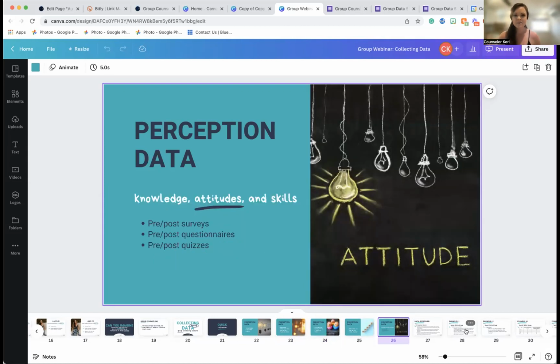A lot of times when we assess this perception data, we're using some sort of pre-post survey. And I know a lot of us are really comfortable doing this before group and after group, before all of the sessions and at the end of all of the sessions.